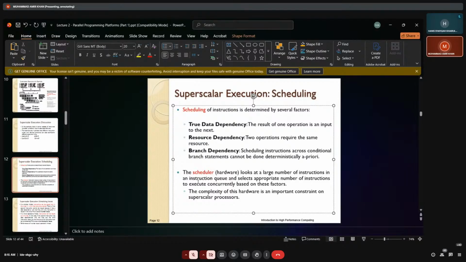So the scheduler looks at a large number of instructions in an instruction queue and selects the appropriate number of instructions to execute concurrently based on these factors. The complexity of this hardware is an important constraint on superscalar processors.